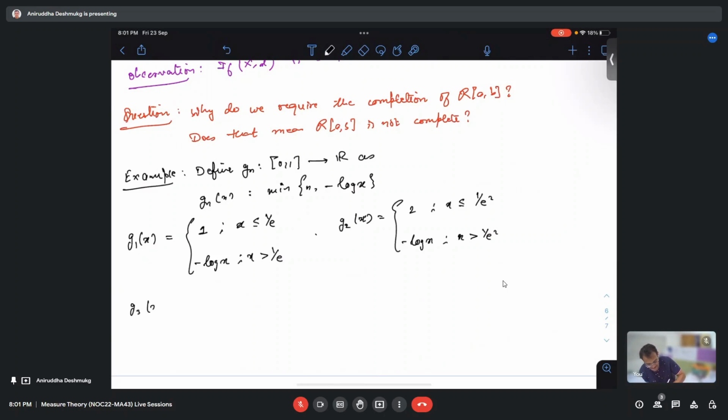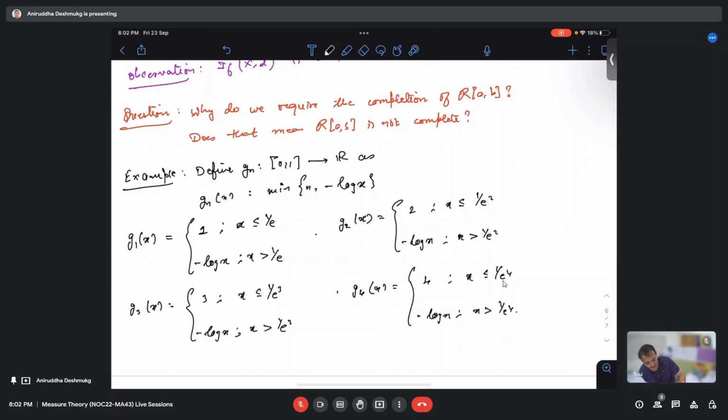g3, this is 3 when x is less than 1 over e cube, and again it is minus log x when x is bigger than 1 over e cube. g4, it is 4 when x is less than 1 over e to the power 4, and minus log x when x is bigger than 1 over e to the power 4, and so on and so forth.